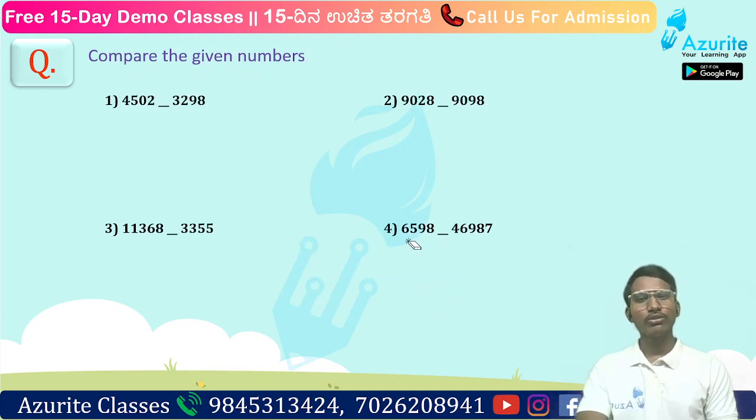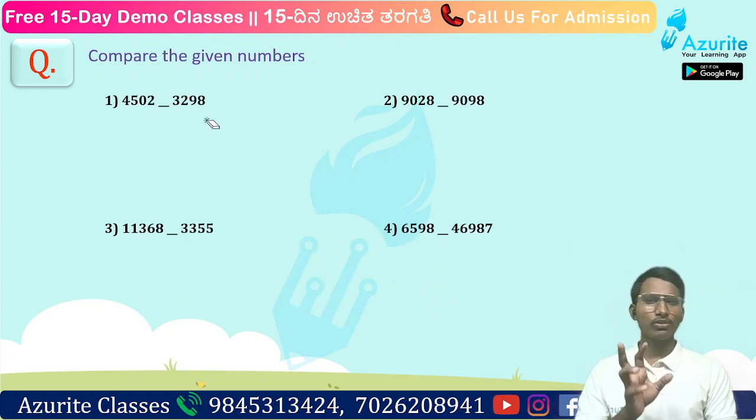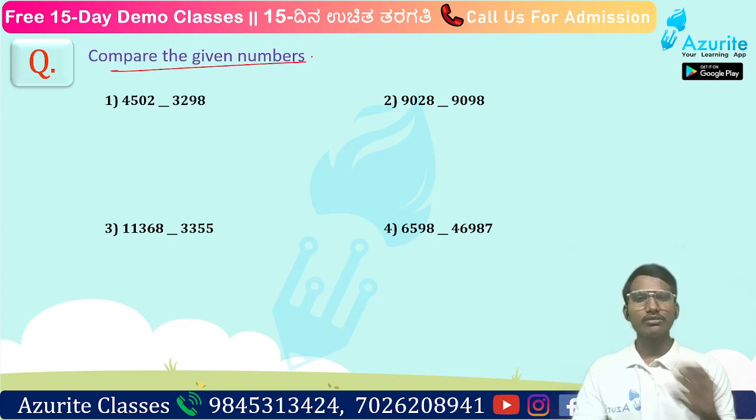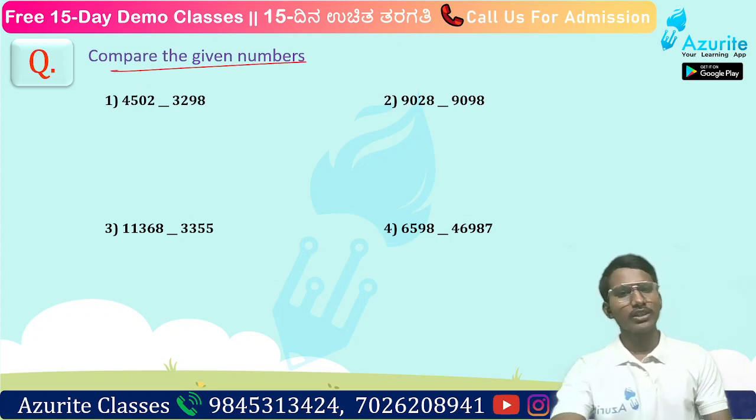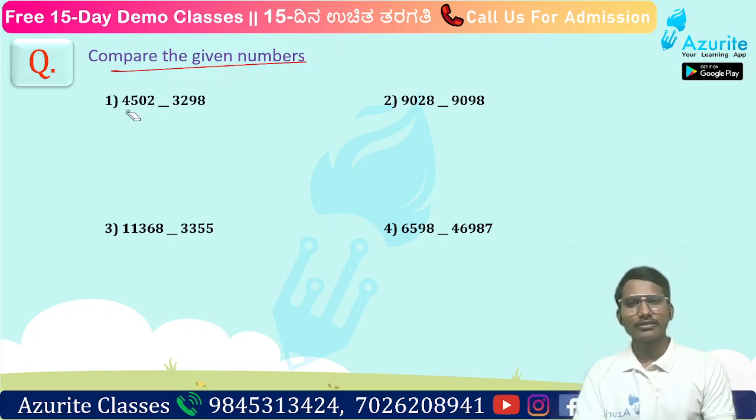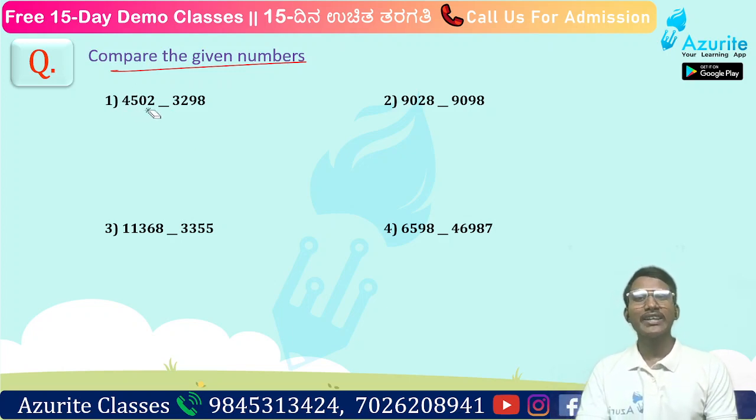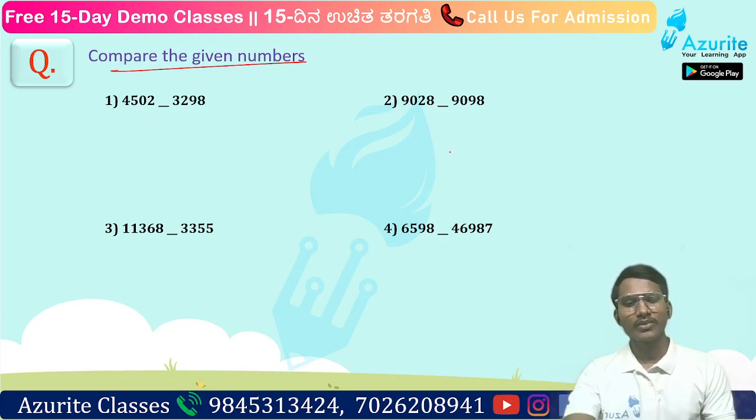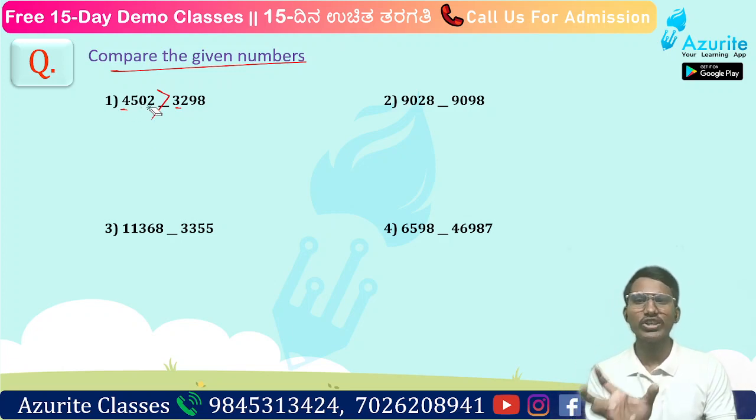Okay. So can everyone do it like this? Now let us solve some of the examples. Compare the given numbers. So here in the first one, which is the bigger one? Yes, the first one, that is 4502. Here 3000s are there, here 4000, so 4000 will be bigger. Good. So the bigger symbol will come: 4502 is greater than 3298. That is how you have to read.